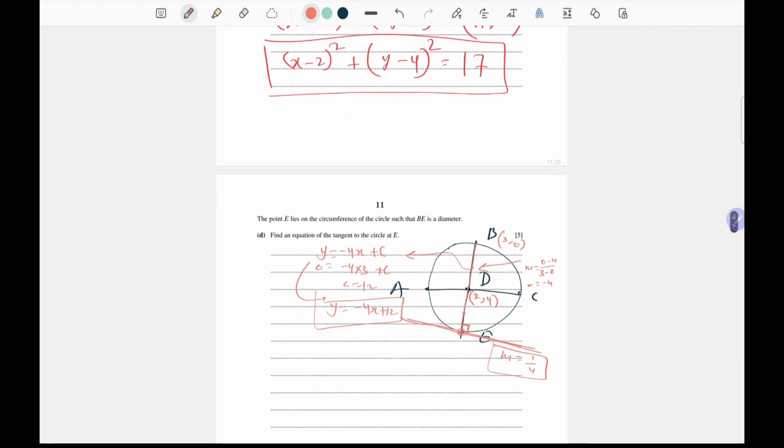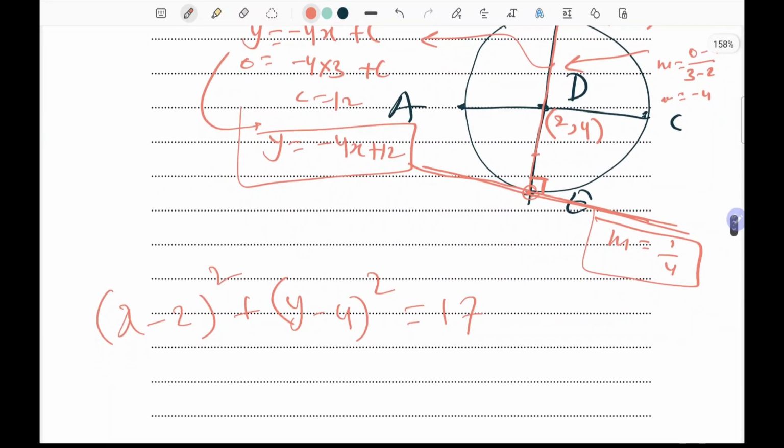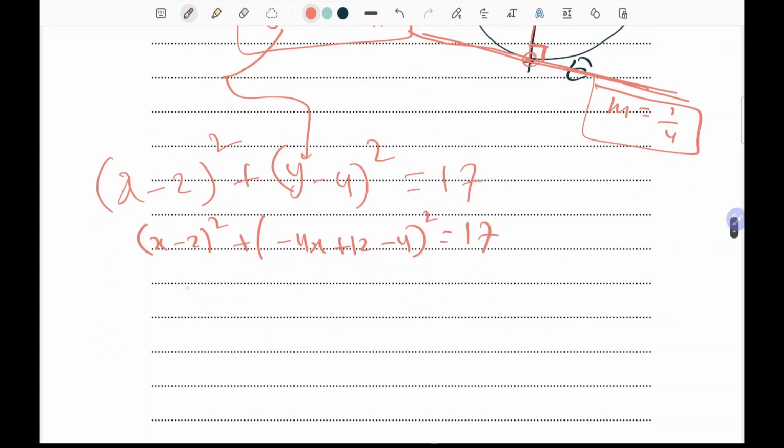So what's the equation of the circle? x minus 2 whole square plus y minus 4 whole square is equal to 17. Okay, so just put this y here, guys. So this is x minus 2 whole square and y is minus 4x plus 12 minus 4 whole square, that is 17. So this is x minus 2 whole square, plus minus 4x and 12 minus 4, that's 8, whole square, that is 17. Okay, great.